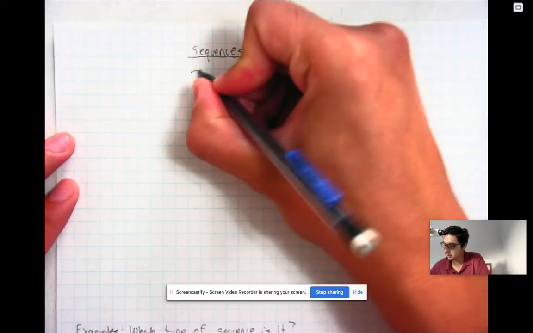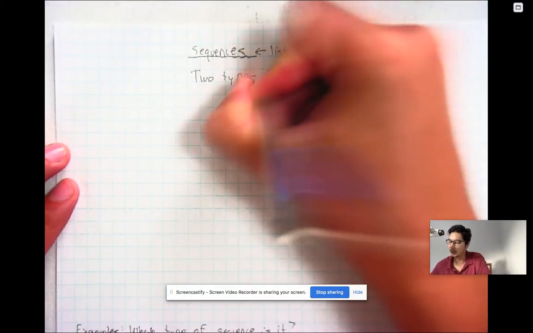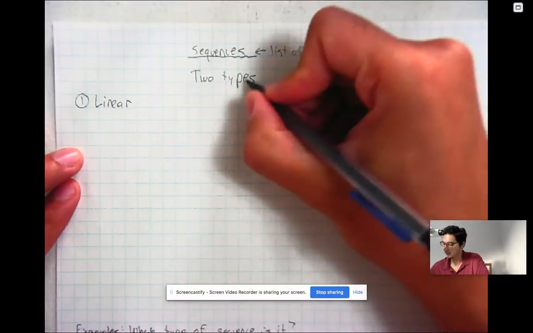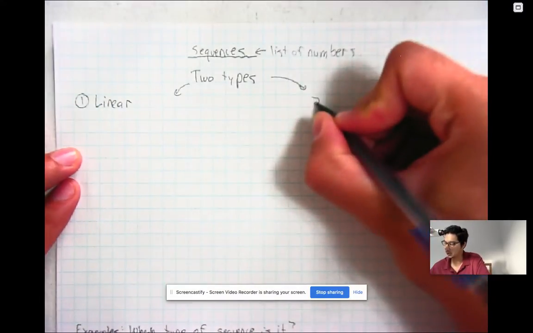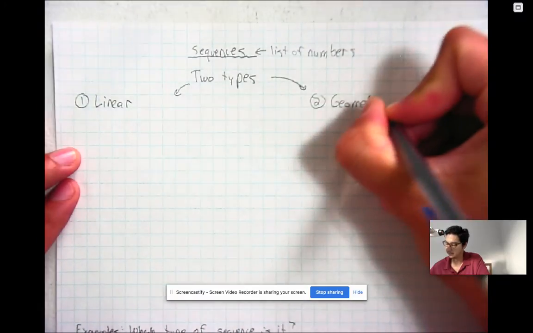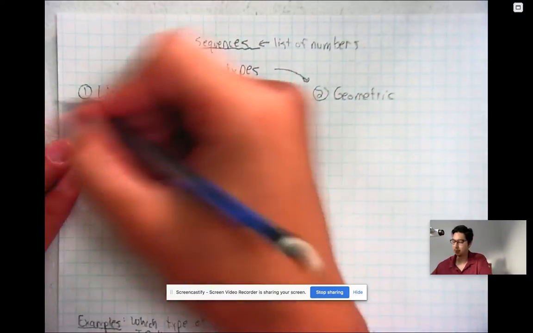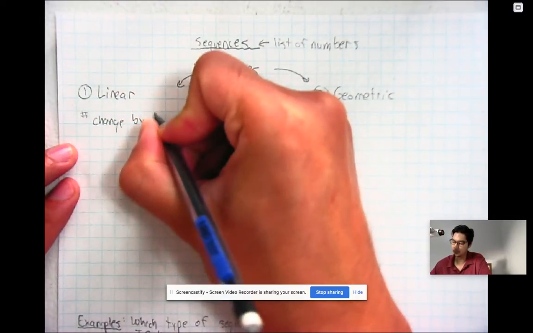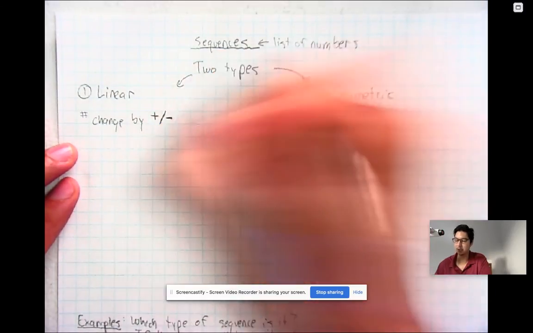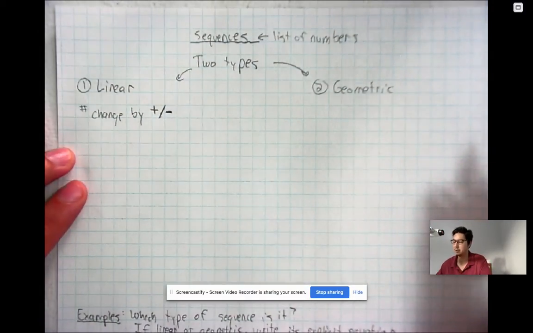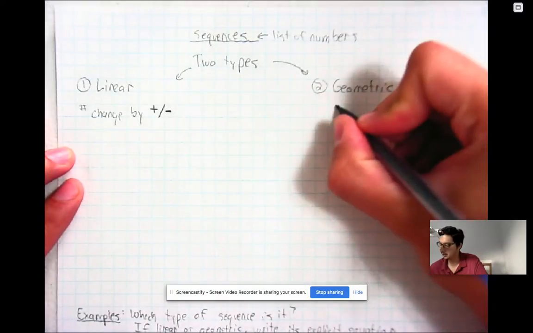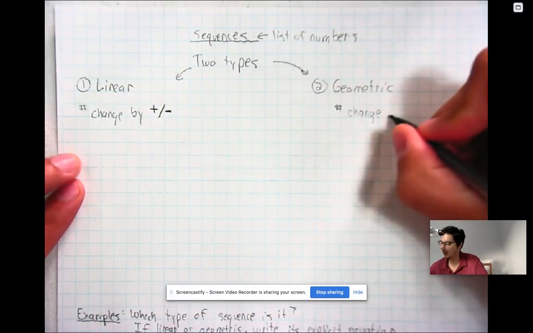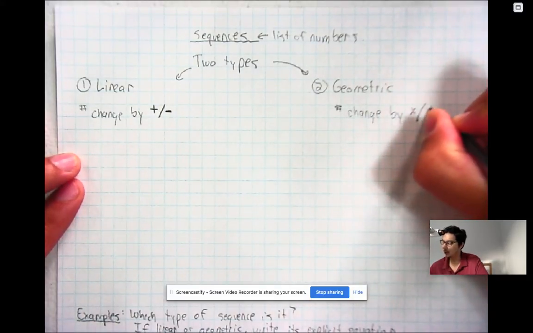Now there's two types of sequences that you need to know about in this class. Type number one are called linear sequences, and type two is called geometric sequences. Now, linear sequences are numbers that change by addition. And I'll put slash subtraction because subtraction and addition are hand in hand, inverses of each other. Geometric, on the other hand, are numbers that change by multiplication or division.